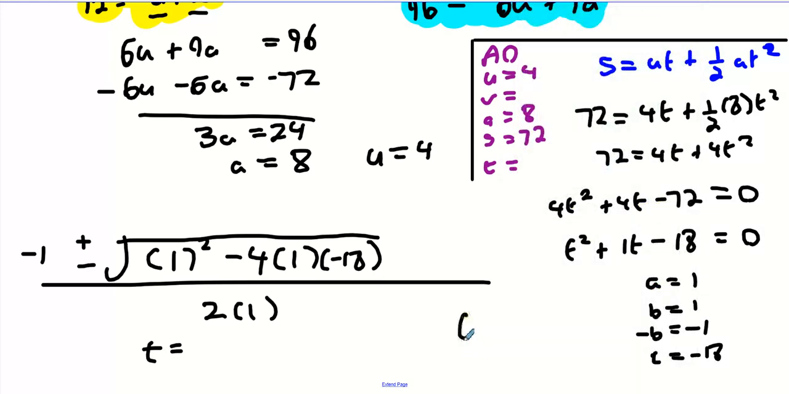So T equals 3.77. This means the time in the last interval was 0.77. Is that okay with you guys? All right.